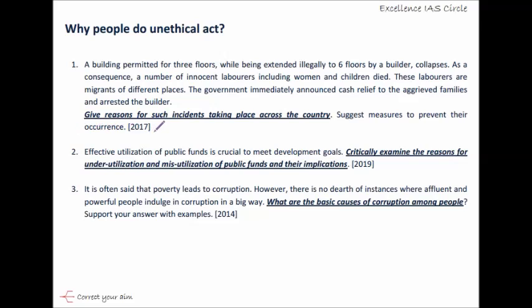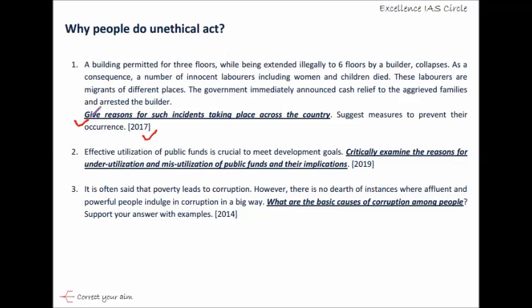Take this question that came in 2017 in Part B, the case study section. The question was: a building permitted for 3 floors while being extended illegally to 6 floors by a builder collapses. As a consequence, a number of innocent laborers, including women and children, died. These laborers are migrants from different places. The government immediately announced cash relief to the aggrieved families and arrested the builder. Here comes the question: give reasons for such incidents taking place across the country.